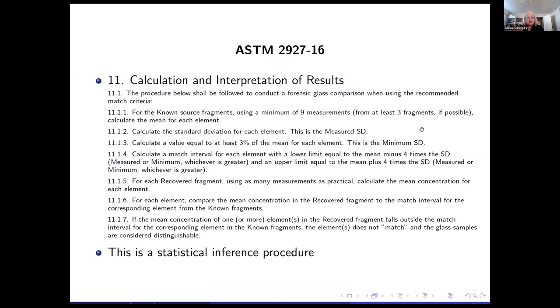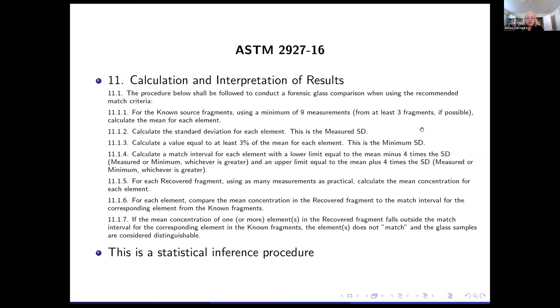The standard goes on and says, from the mean that you got from the reference fragments and the standard deviation you computed, construct an interval, which is the mean plus or minus 4 standard deviations. If the mean in the questioned fragments falls into that interval, then you declare those two sources to be indistinguishable. If the mean from the questioned fragments doesn't fall into that interval, then those sources are distinguishable. Now, there are so many things wrong with this procedure that it's difficult to know where to start.